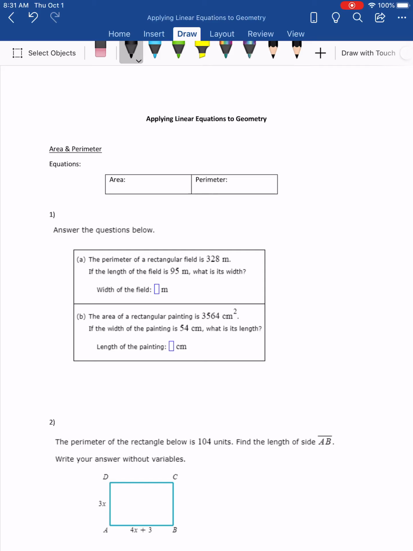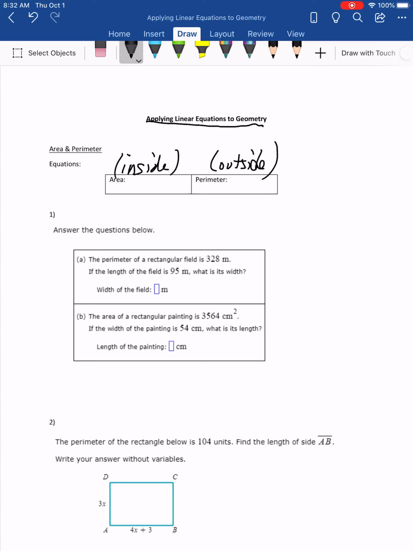Okay, so in this lesson, we're going to start applying what we know about solving equations to some concepts in geometry. So the first concept we're going to look at is area and perimeter, and you should know area is the inside of the figure, and perimeter is the outside.